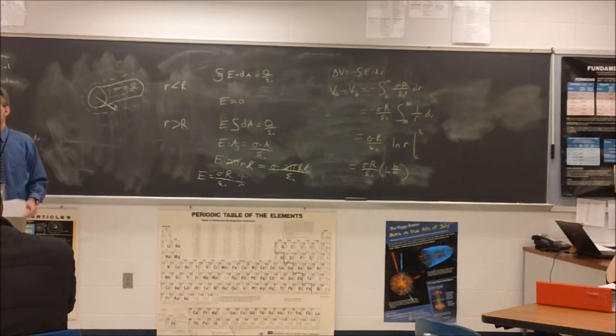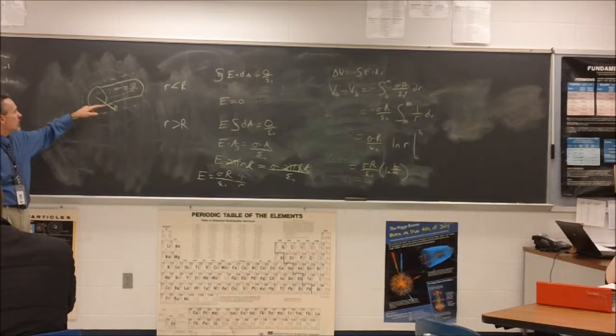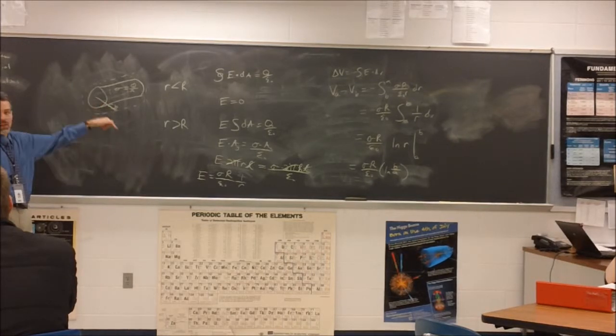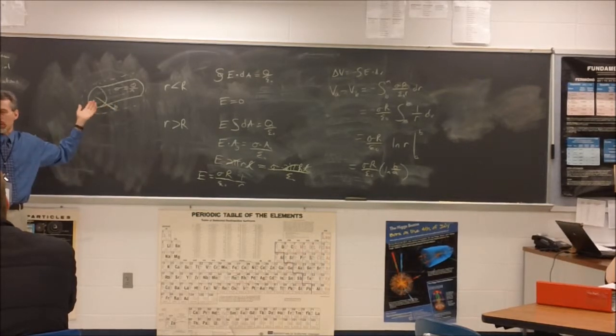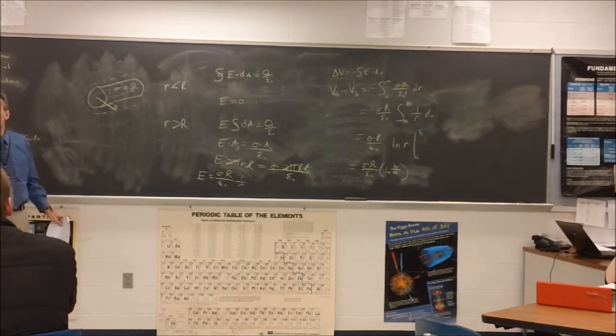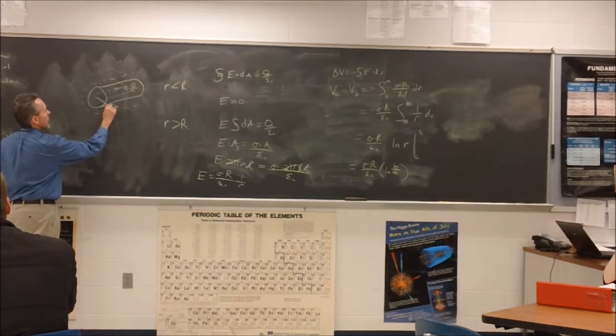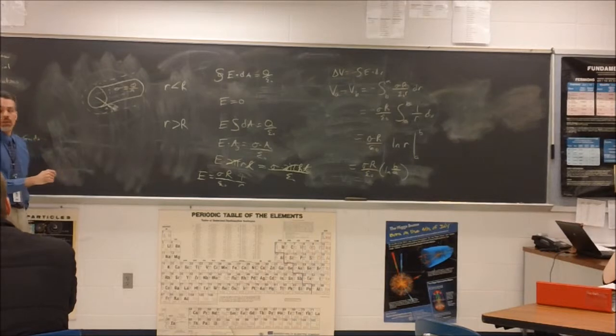Yes? I'm just wondering, how do you know where to put A and B for potential? It doesn't really matter. I could have called this one C and D or whatever, and instead of going from B to A, I could have gone from A to B. It would still work out okay. I can put the voltage of A minus voltage of B. I just put two points here. I could put an X and a Y if I want to.